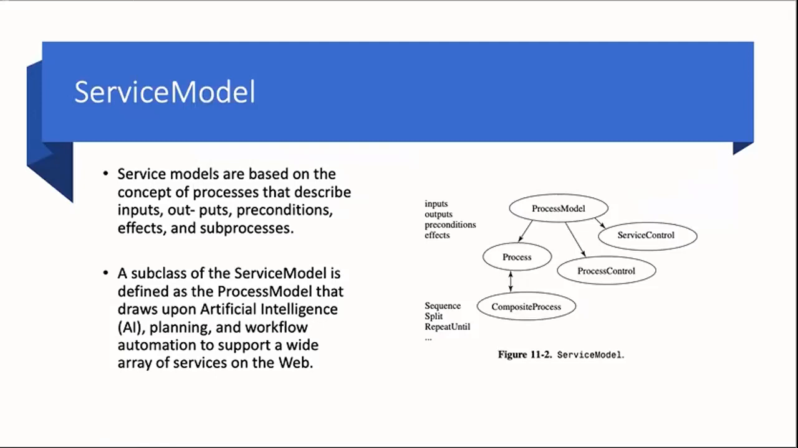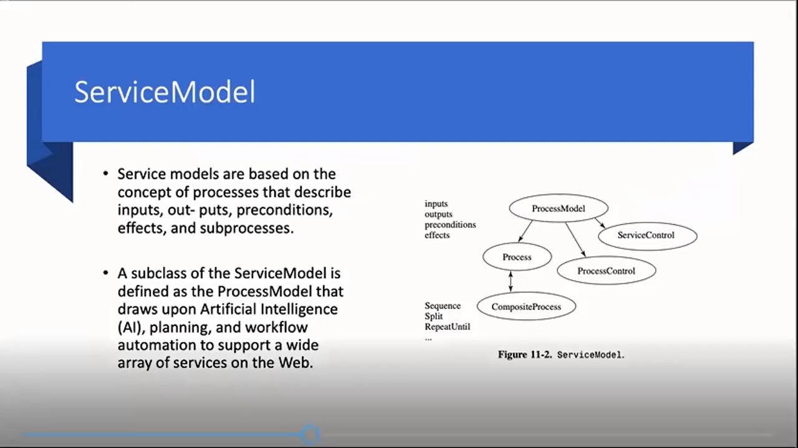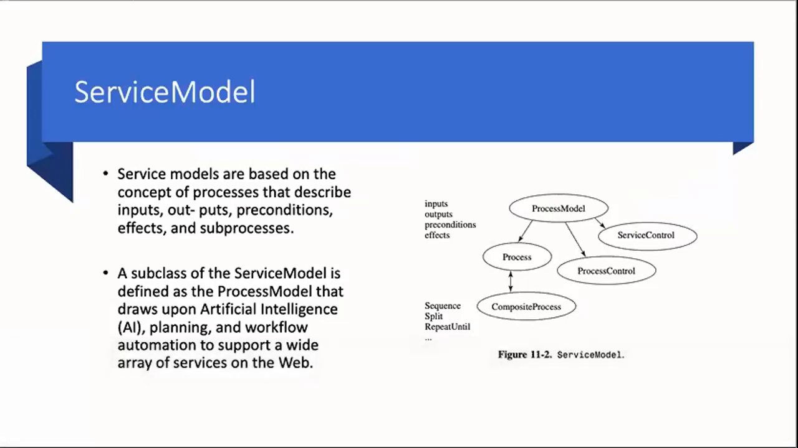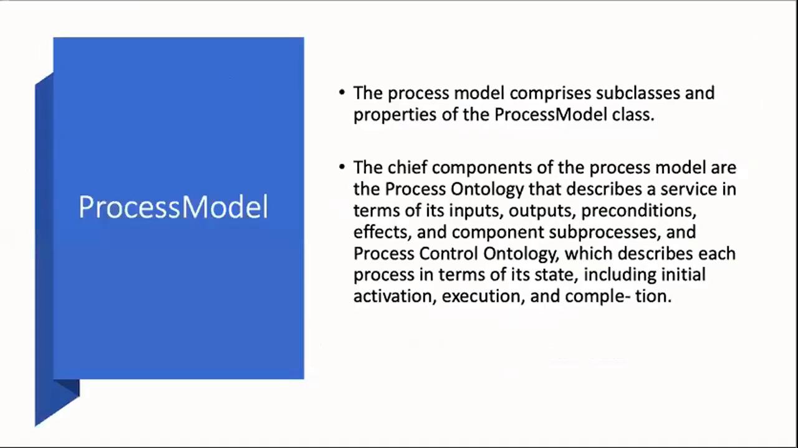Okay, this following figure shows the relationship of the service model and includes the process and process control. Next, the process model. The process model comprises subclasses and properties of the property class.